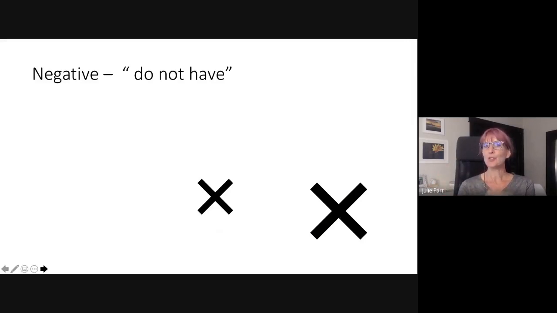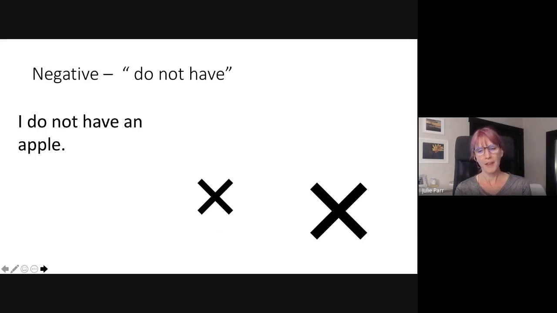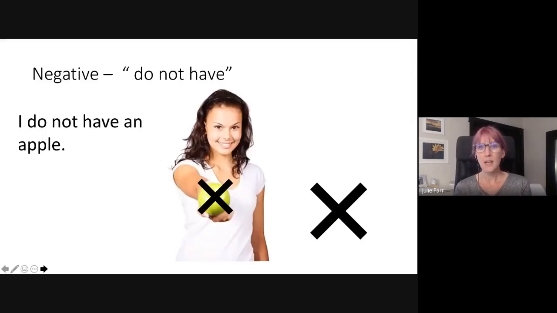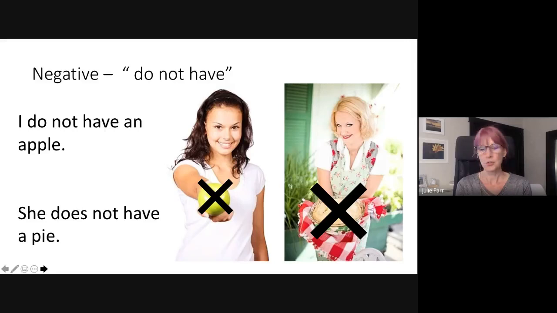Negative means do not have. I do not have an apple. It means I don't have an apple. She does not have a pie. This means no. There is no apple. There is no pie. I do not have an apple. She does not have a pie.